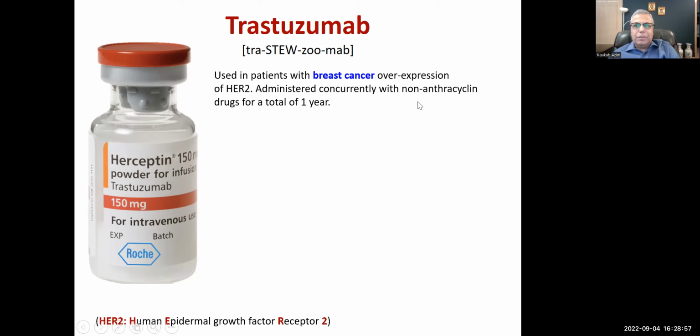Administered concurrently with non-anthracycline. Anthracyclines are doxorubicin and idarubicin, and they are cardiotoxic. And this drug is also cardiotoxic, so it is not combined with anthracyclines, okay? HER2 stands for human epidermal growth factor receptor 2.